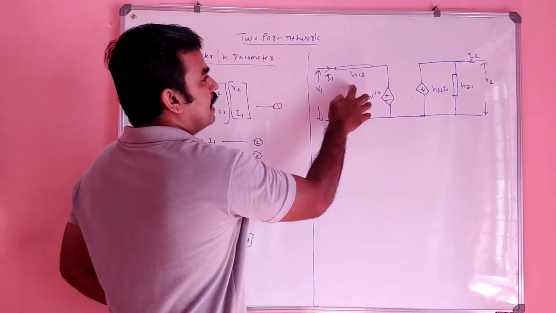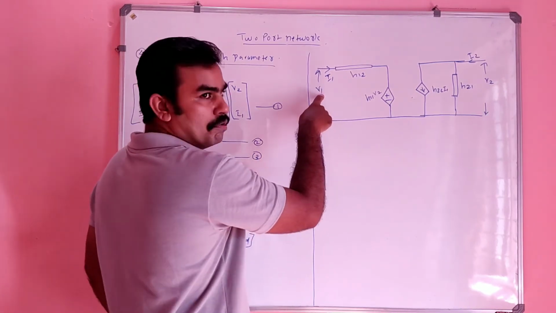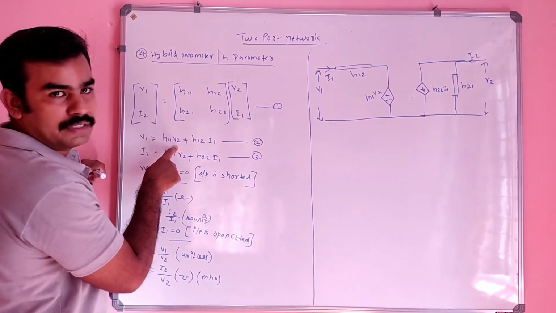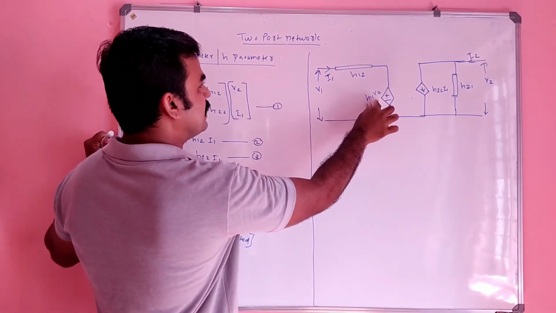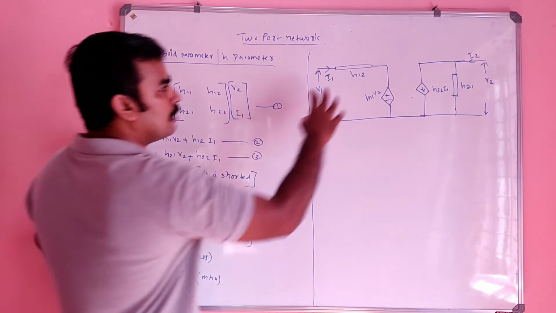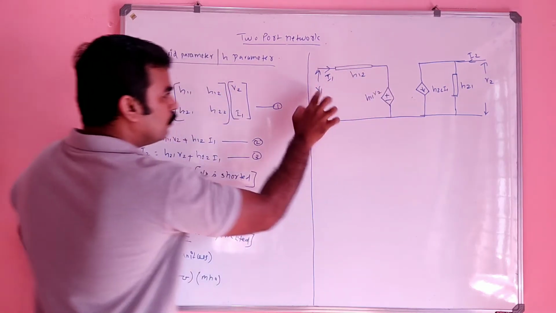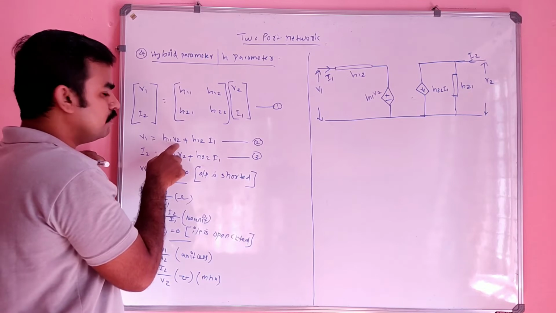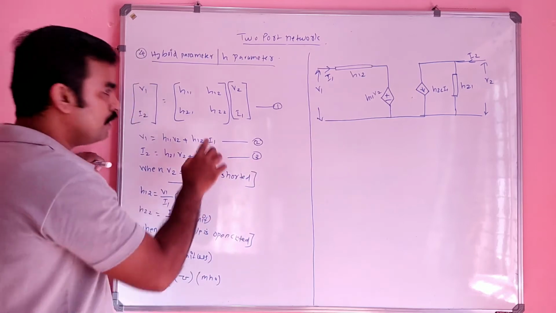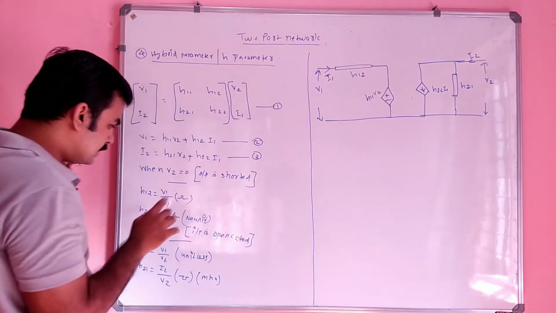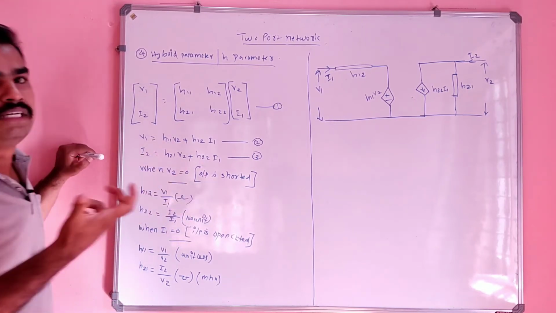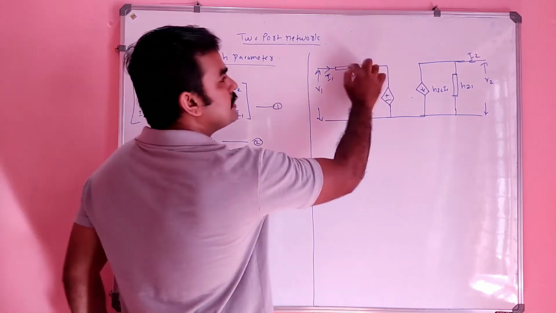See, by looking at this side, what do you get? V1 will be equal to H11 V2 plus H12 I1, correct? If the equation 2 can be satisfied in the input side, right? What is V1 here? V1 is equal to H11 V2 plus H12 I1, because this is in series, which means it is an impedance, right? H12 is in ohm, right? So ohm into current will give the voltage directly. That is why it is in series representation.